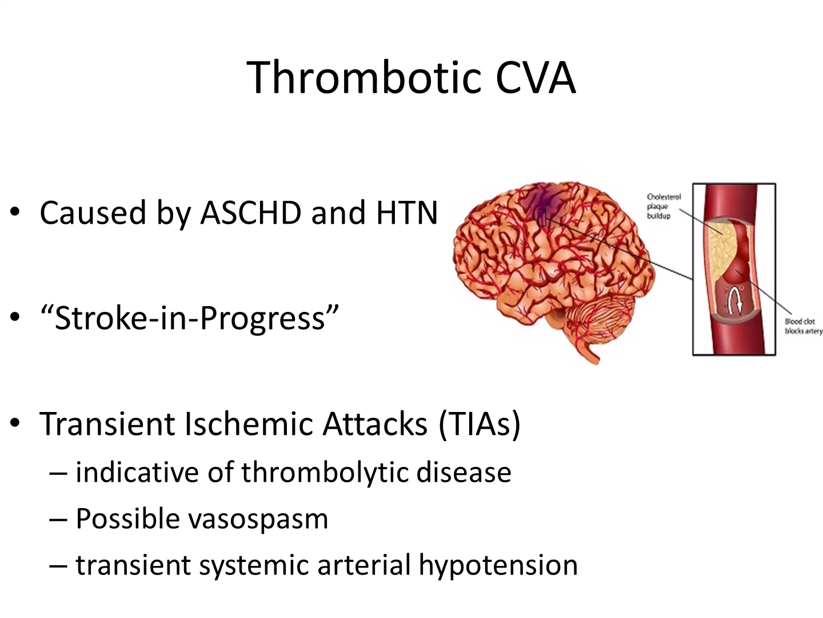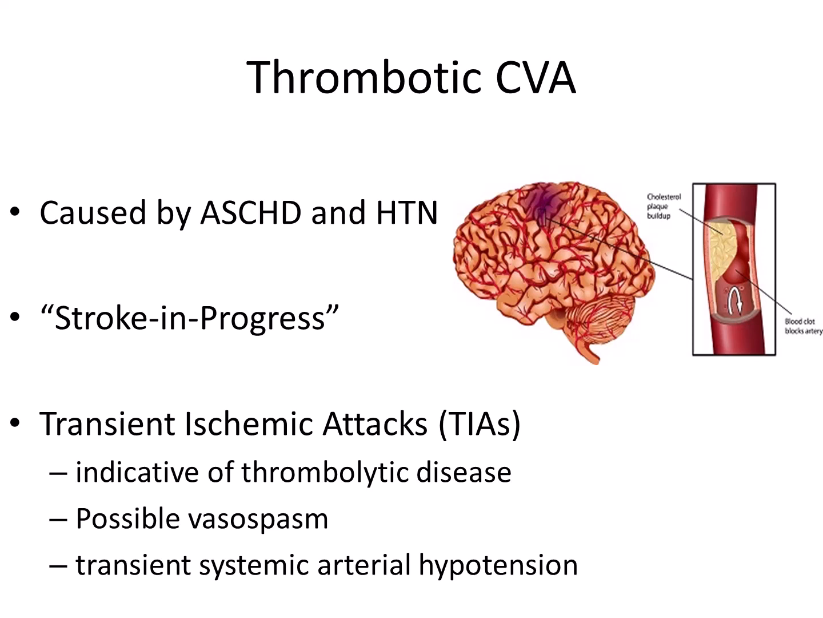And oftentimes an ischemic or thrombotic CVA is known as a stroke in progress because of this. So a person may start experiencing symptoms due to the lack of blood flow to the brain, but those symptoms will get worse as the artery constricts. Okay, so they might see something small at first that evolves over time due to arterial constriction.